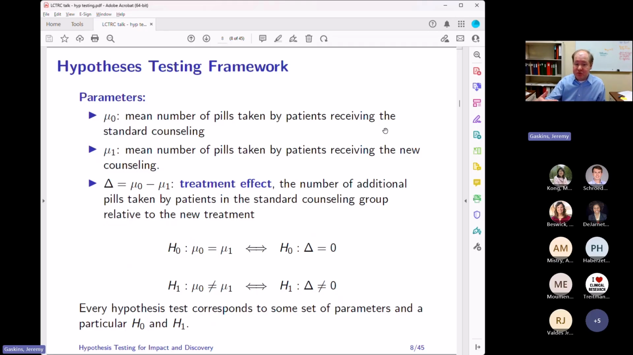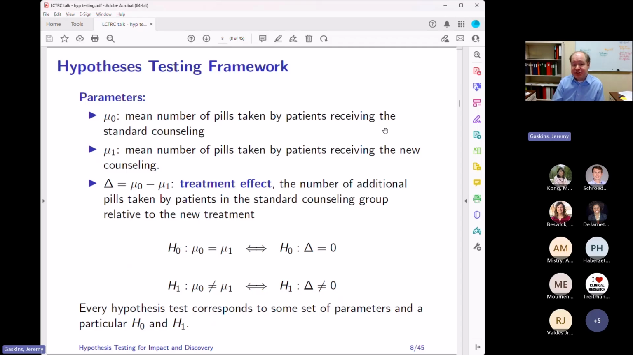The first is what we'll call mu0, the mean number of pills taken by patients in our standard counseling. We don't know the value of mu0. This is an unknown parameter. It represents the entire population. I can use the data from however many patients receive the standard counseling, get the sample average, and use that as an estimate for mu0. But I don't know, and I never know, the quote unquote true value of mu0.